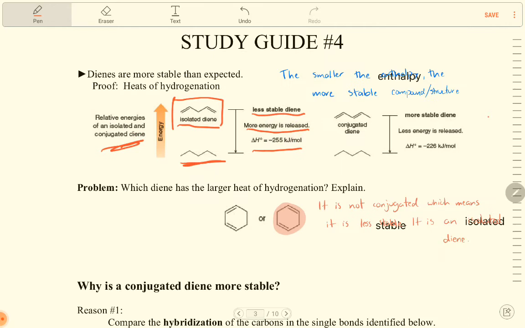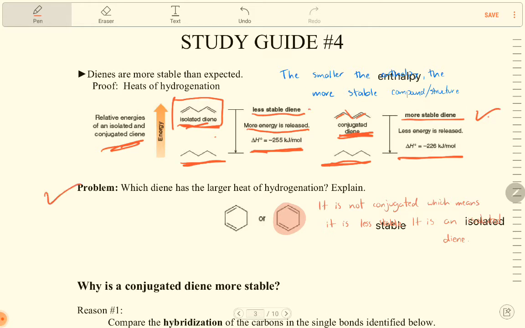Alright. The smaller the enthalpy, the more stable the compound is. This is the conjugated diene, more stable. Less energy is released. So you can see when it's released and becomes a single bond here, delta H is negative 226 kilojoules per mole. In this one it is negative 255 kilojoules per mole. This is the isolated diene and this is the conjugated diene. So you know that conjugated is alternating here. So that is more stable than the isolated one.